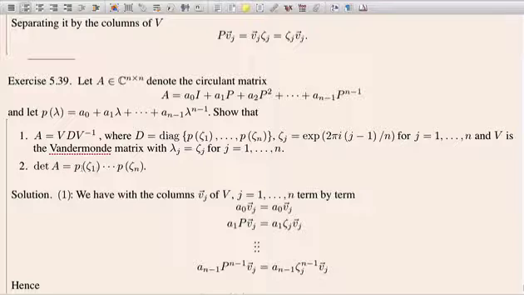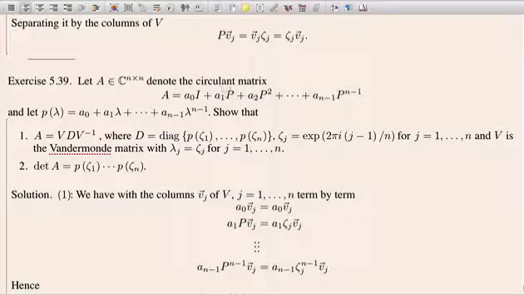And also we have that the determinant of A is just the product of the polynomial p evaluated at zeta 1, all the way to zeta n. So the first step to show this: with the columns vj of V, as j goes from 1 to n, we can calculate term by term what A times vj means. So we have a0 vj, which equals, of course, a0 vj. There is no change there.